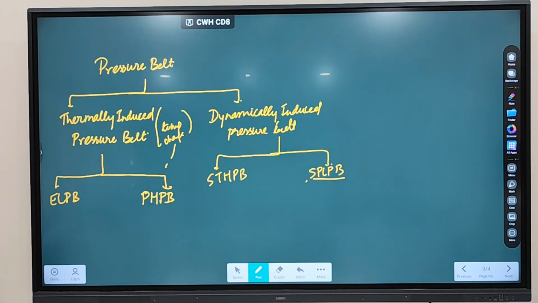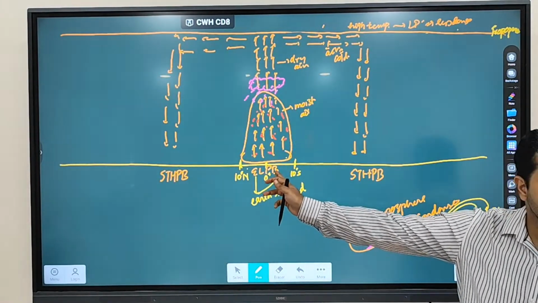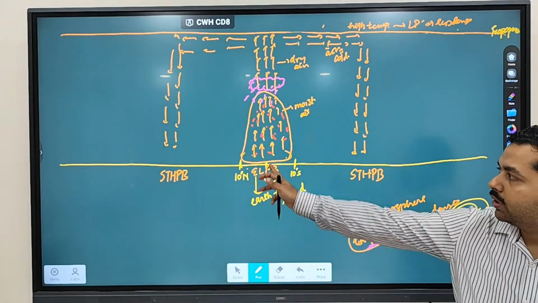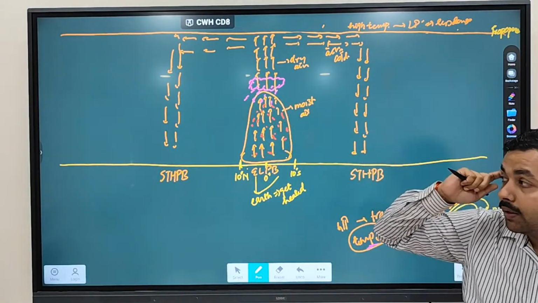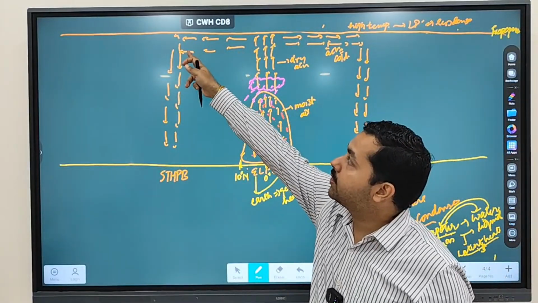So this is thermally induced pressure belt, the entire concept. No, this is thermally induced. Equatorial low pressure belt is which pressure belt? Thermally induced, because here it is being heated more, so air is rising up. Clear? But subtropical high pressure belt is not thermally induced. It is dynamically induced.